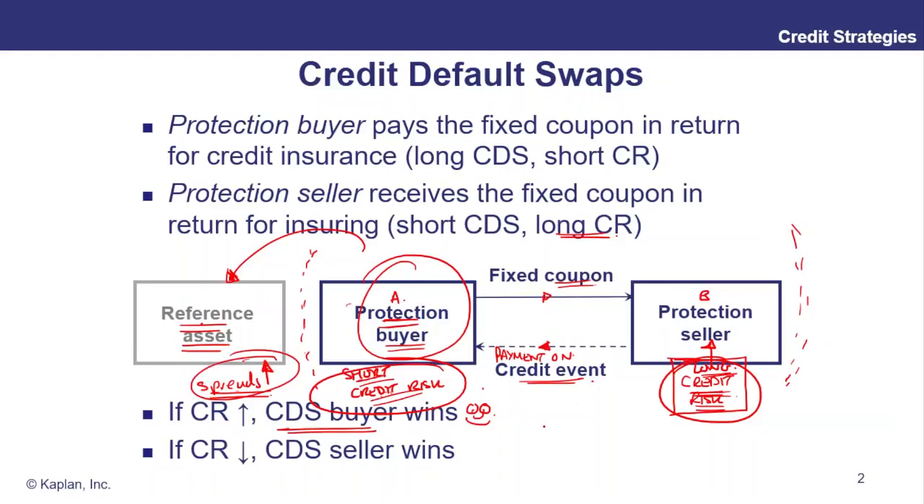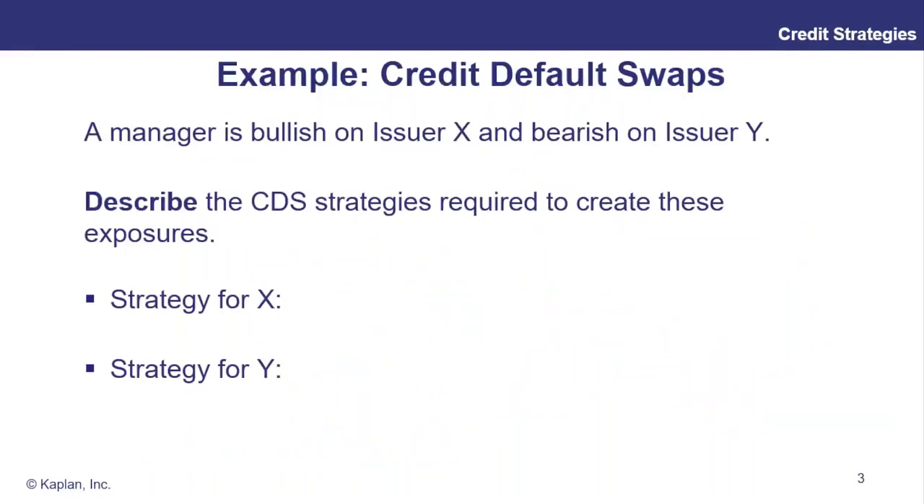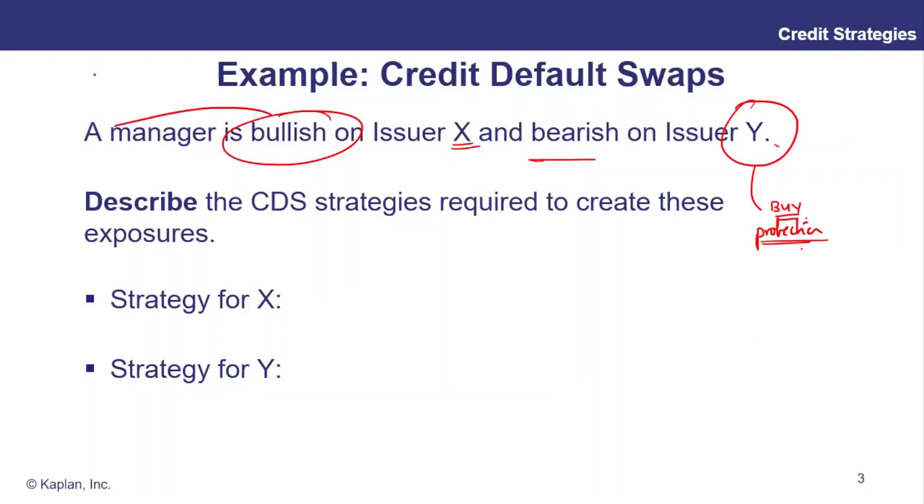So here's a very basic example to make sure we've got our ducks in a row. A manager is bullish on issuer X. Do they need protection there? Probably not. They're bearish on issuer Y. Do they need protection there? Probably yes. So you can either think of it in terms of protection. If you're bearish, you would buy protection, which is actually shorting credit risk, like selling bonds. If you're bullish on a name, you don't need protection.